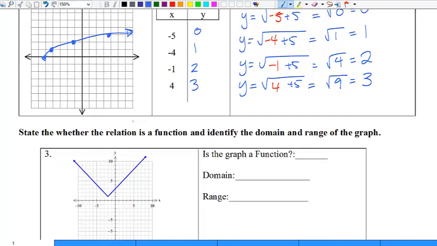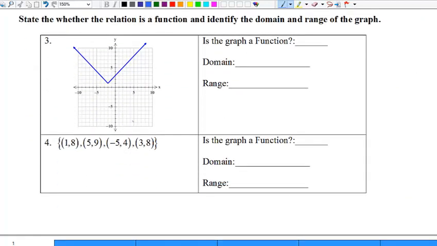On the next section, it says to state whether the relation is a function, and then identify the domain and range of that graph. So in order to determine if it's a function, you take a vertical line and you pass the vertical line through the function. Now, it's hard for me to show it, but if you just take your pencil and then move it horizontally, at any one point it's only touching one part of the graph. There is no place on the graph where it's actually touching 2. So this passes the vertical line test, so the answer is yes, it is a function.